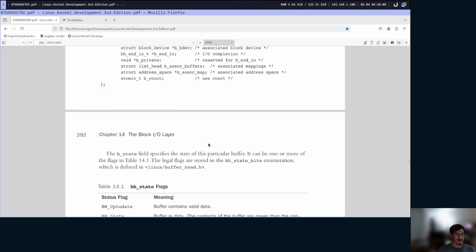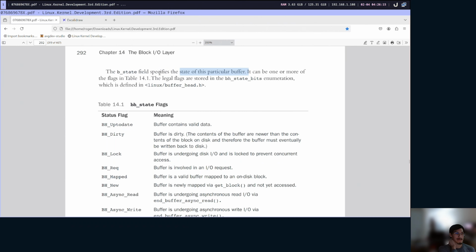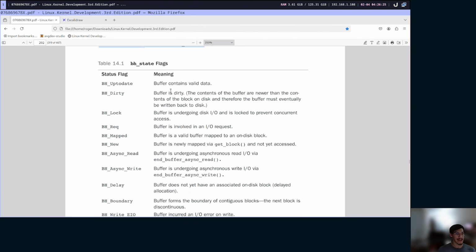Okay, sure. The b_state field specifies the state of this particular buffer. It can be one or more of the flags in table 14.1. The legal flags are stored in the bh_state_bits enumeration, which is defined in linux/buffer_head.h. So here are all the flags. BH_Uptodate: buffer contains valid data. BH_Dirty means it's dirty. The contents of the buffer are newer than the contents of the block on the disk, and therefore the buffer must eventually be written back to disk.